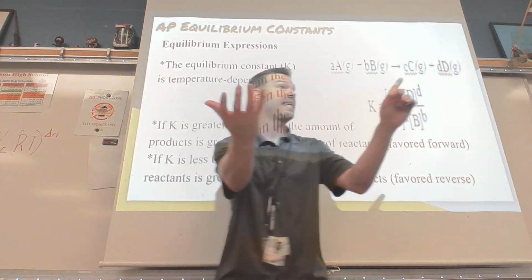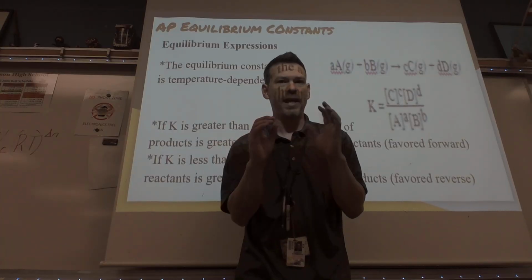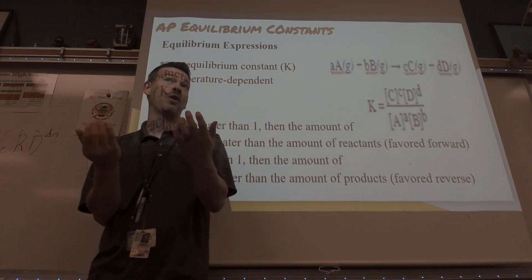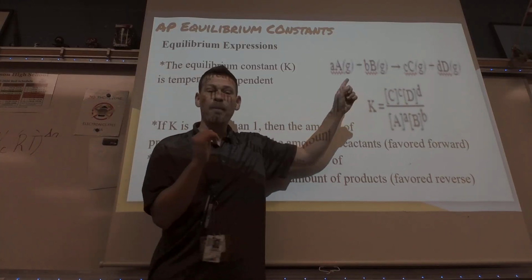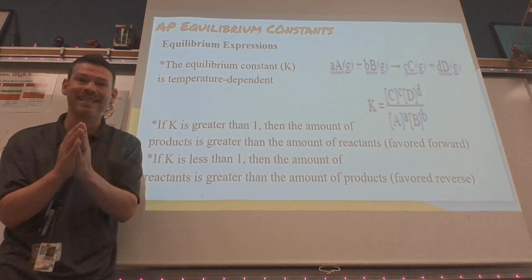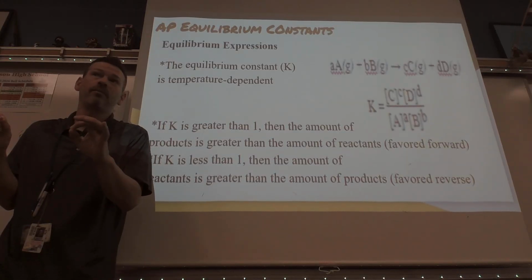a K. Now, that K doesn't have units. That's why it's really different than the rate laws, right? Because the rate law K had a bunch of different units depending on the order. Equilibrium K is all about magnitude. We just want to know, is it a big number or a small number?